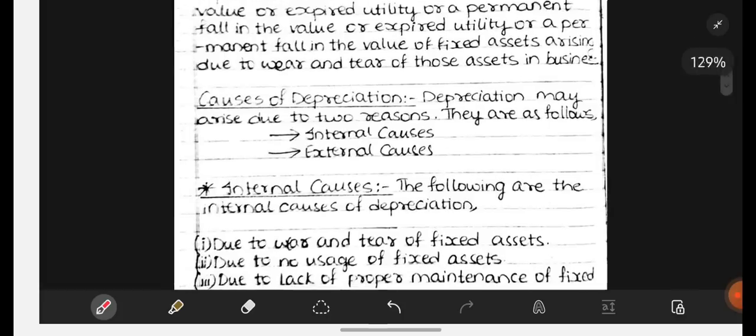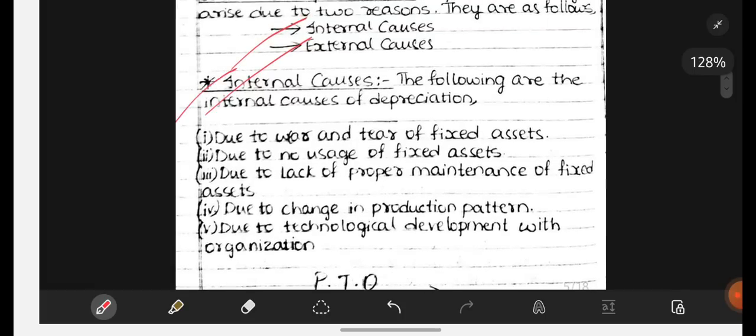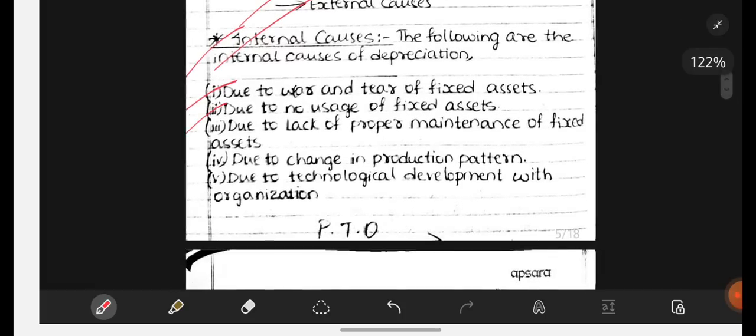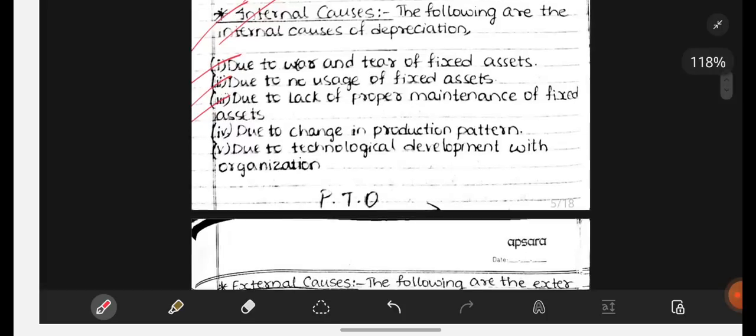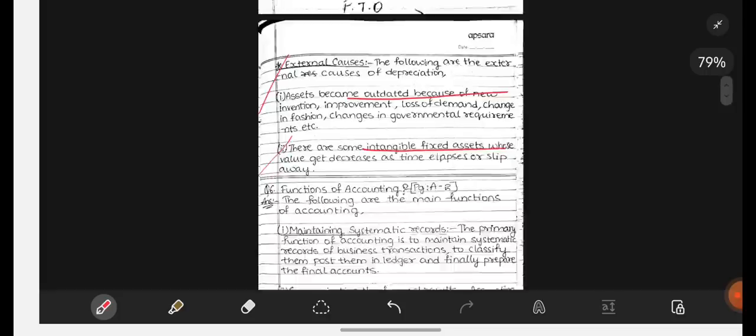Then, what are the causes? See, internal causes are there, external causes are there. Here are the internal causes: due to usage of fixed assets, due to lack of proper maintenance, due to change in production pattern, due to technological development, like that. External: assets become outdated, and war. There are many intangible fixed assets. Yes, these you have to write.